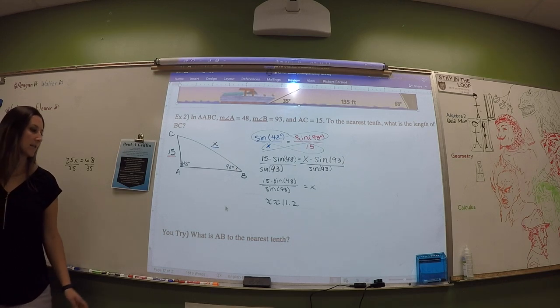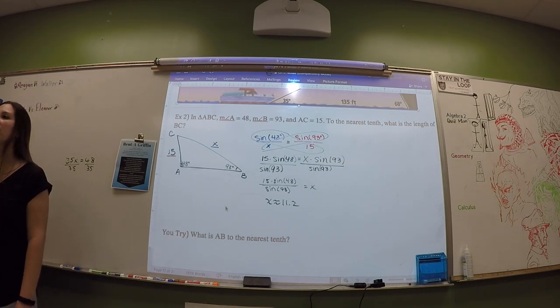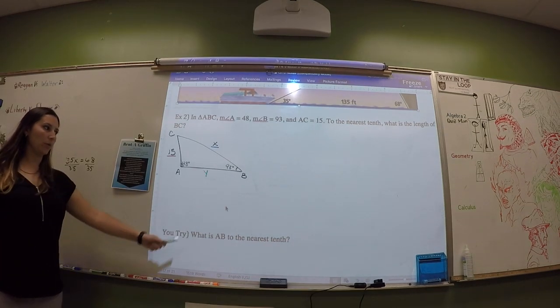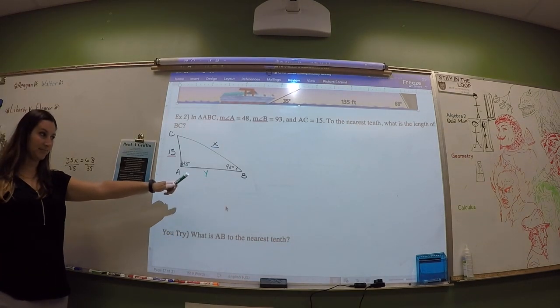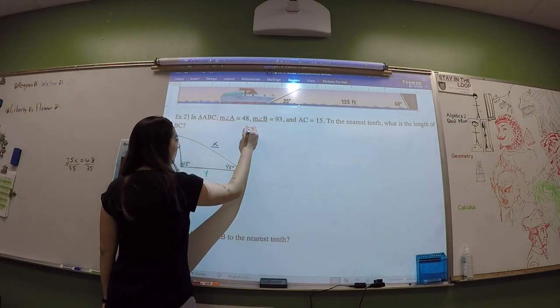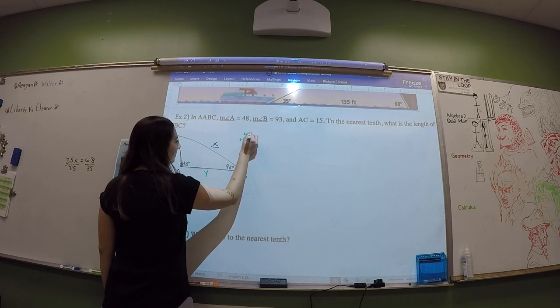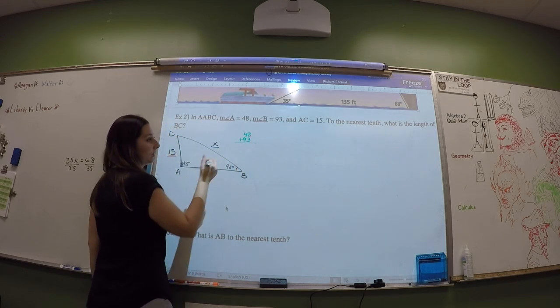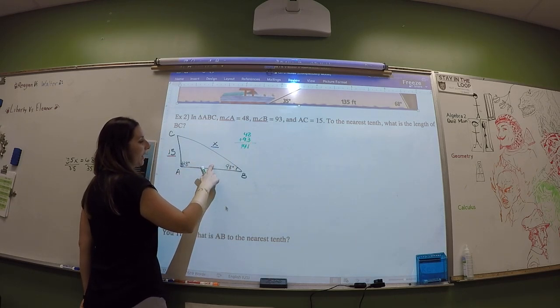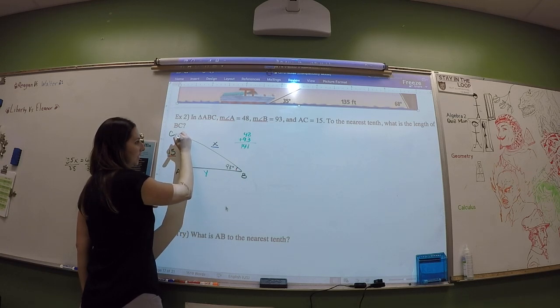Okay, the you try is to find AB to the nearest tenth. See if you can figure it out. Alright, so in order for us to find this one, we need this angle. So you'll find that by adding up 48 and 93. And that gives 141. And then we'll subtract that from 180 to get C. 39.